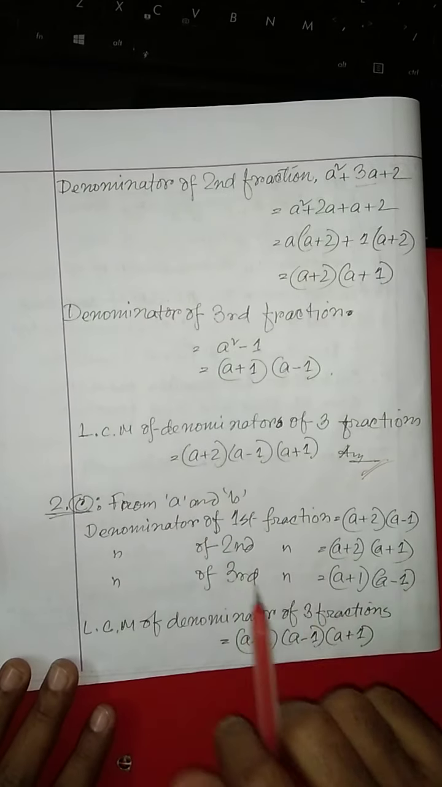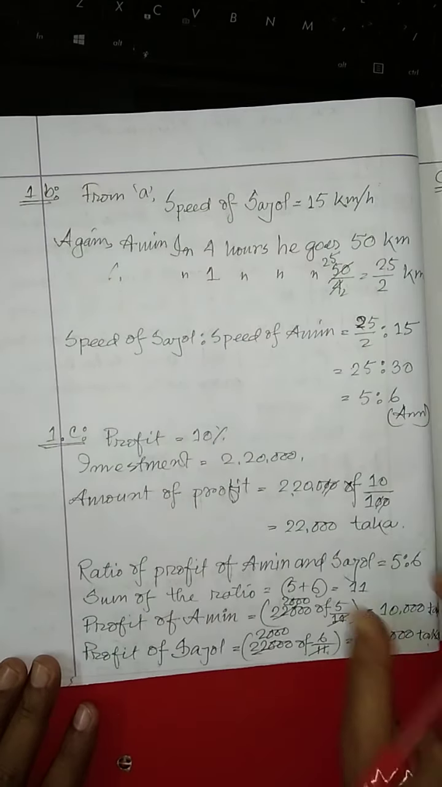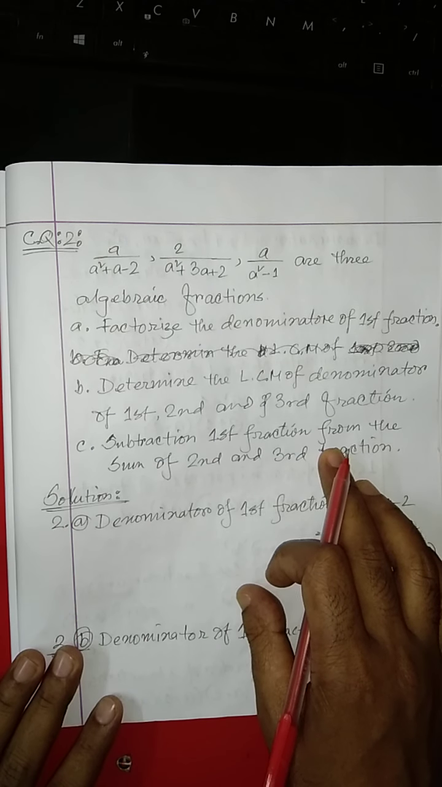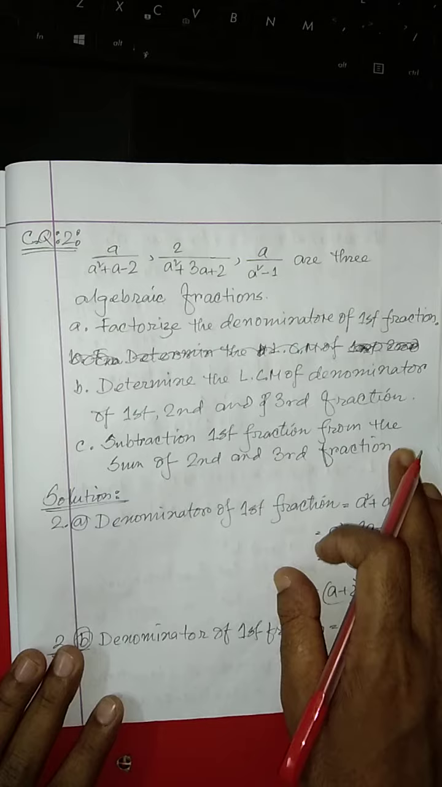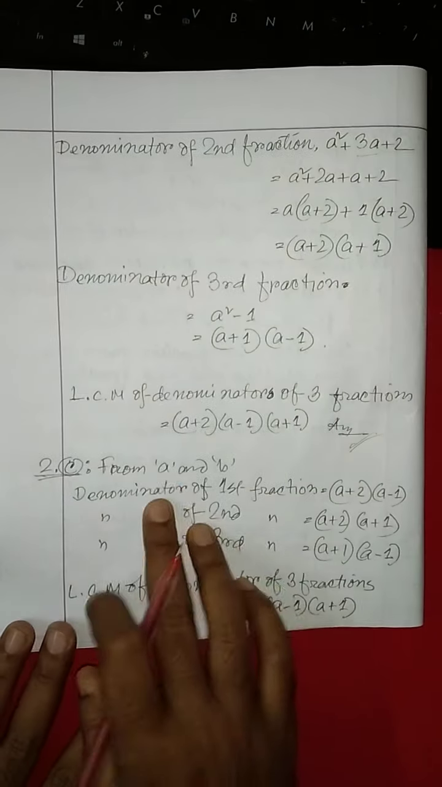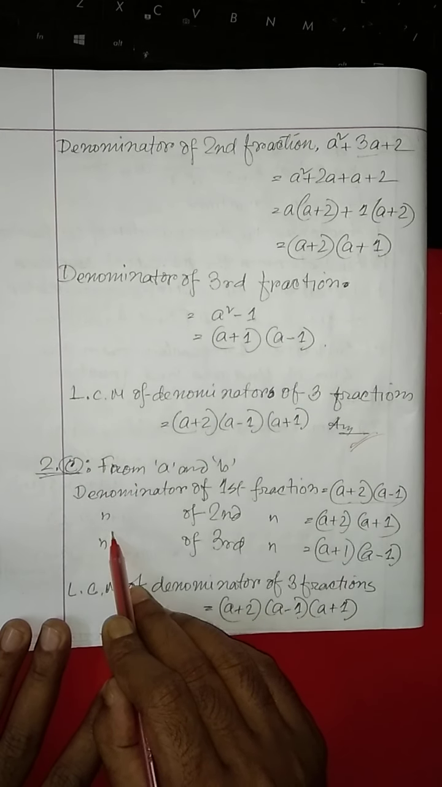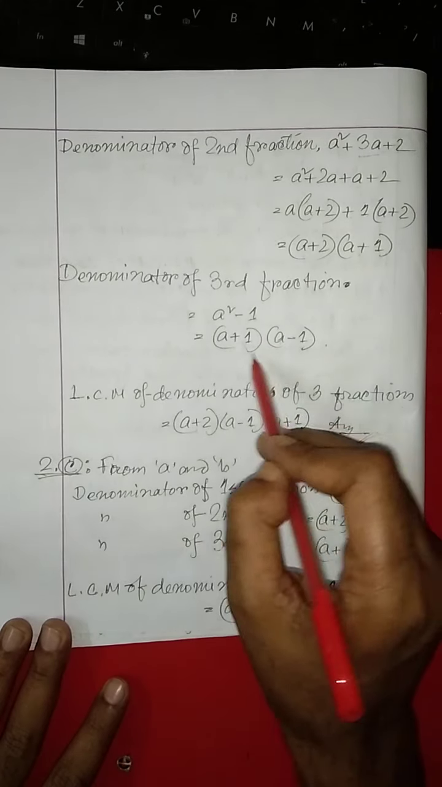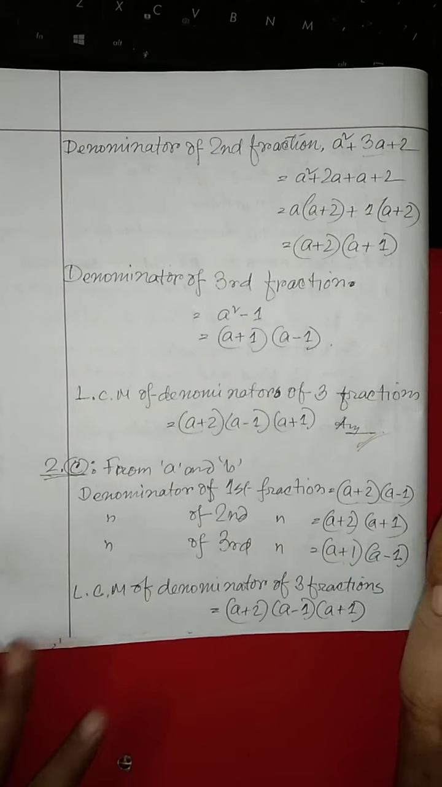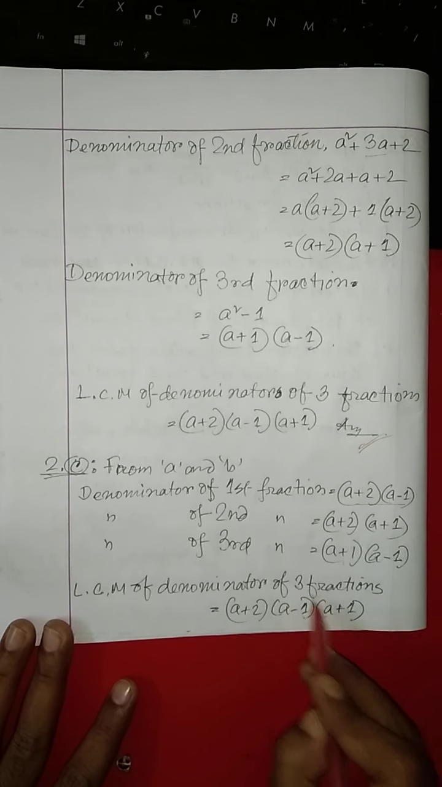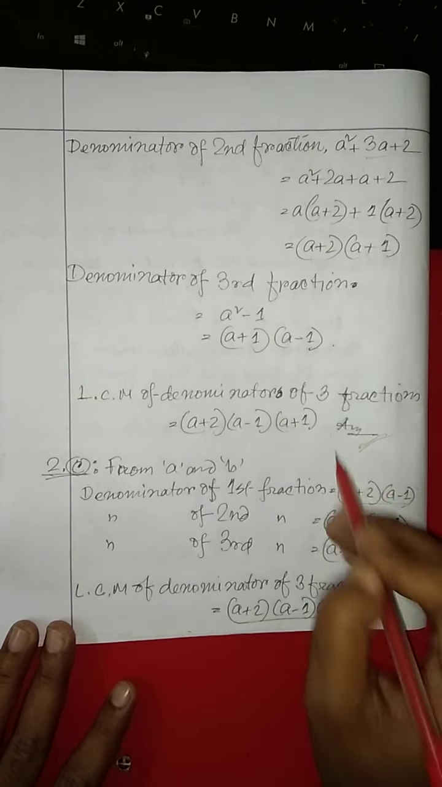And number C is to determine the subtraction of the first fraction from the sum of the second and third fraction. From A and B, we have the denominator of the first fraction, and we determine the second fraction and third fraction. আমরা এখান থেকে থার্ড ফ্র্যাকশন ডিনোমিনেটরগুলো আগে ফ্যাক্টরাইজ করে নিয়েছি. So the LCM of the denominators of the three fractions we get from number B.